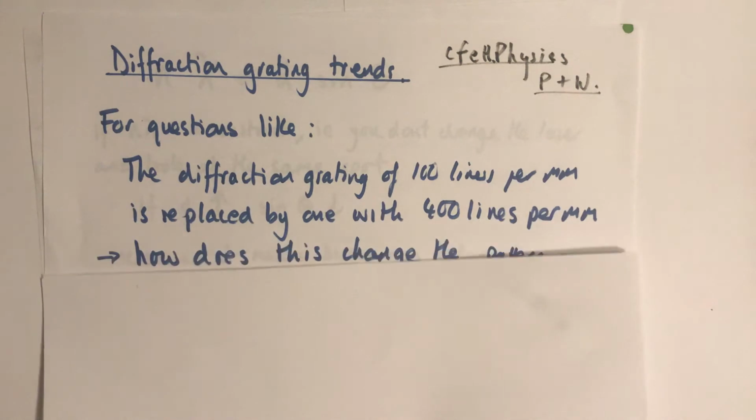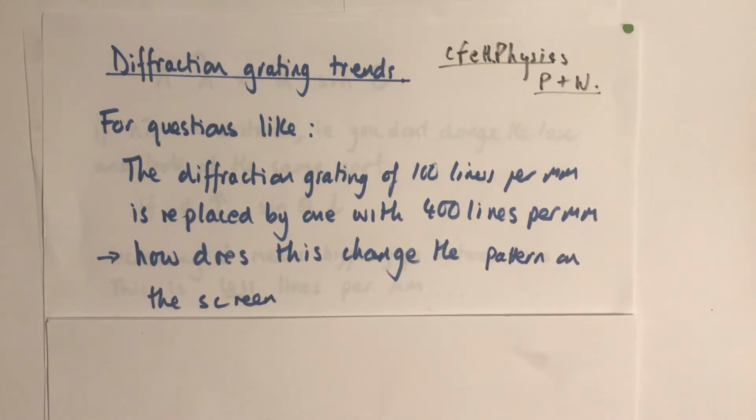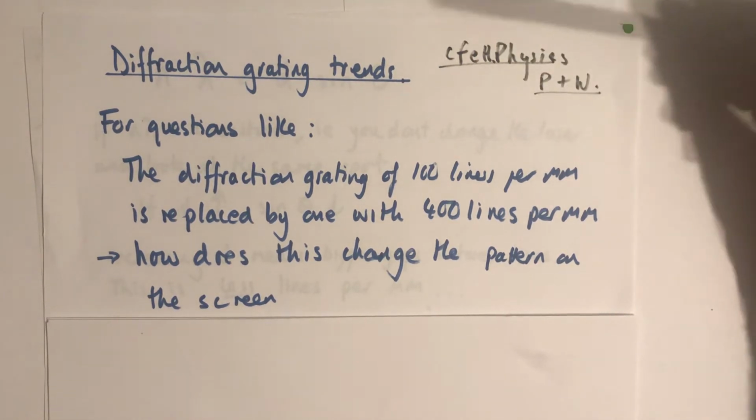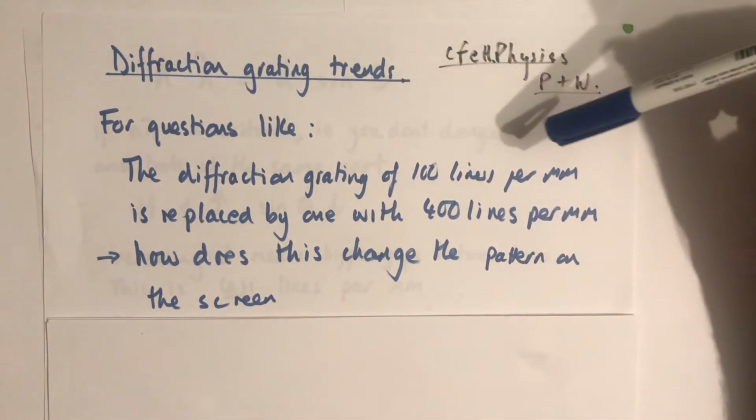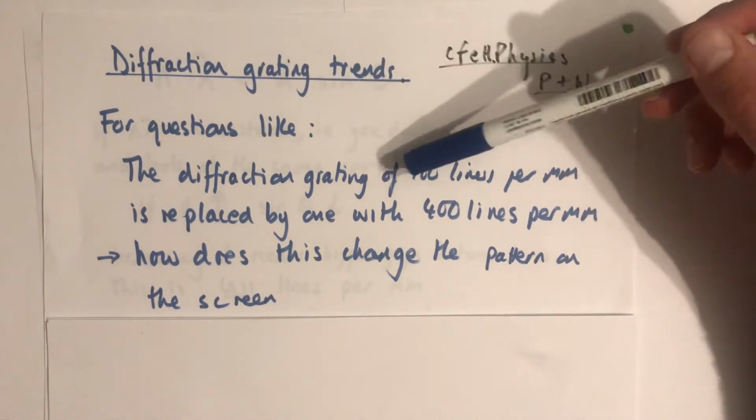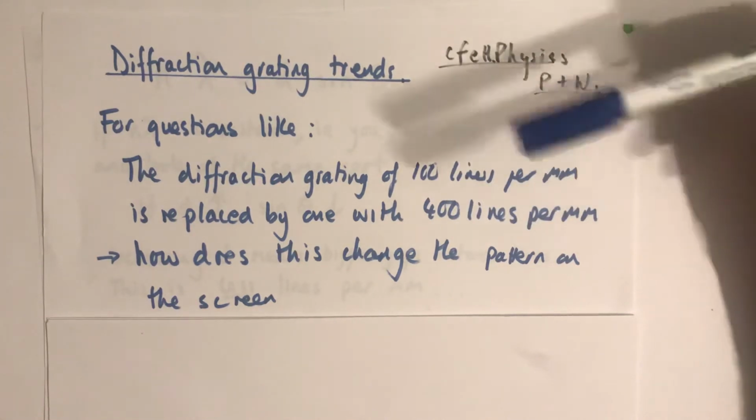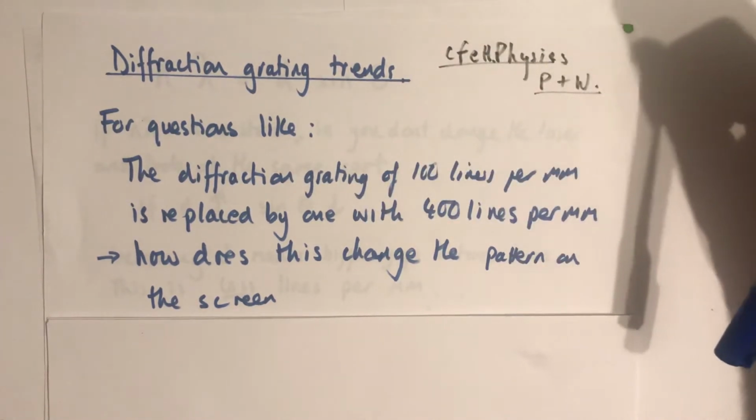First of all, you can get questions like this, where you're asked about the spacing of the dots on the screen. The question says the diffraction grating has 100 lines per millimetre. The diffraction grating of 100 lines per millimetre is replaced by one with 400 lines per millimetre. How does this change the pattern on the screen?